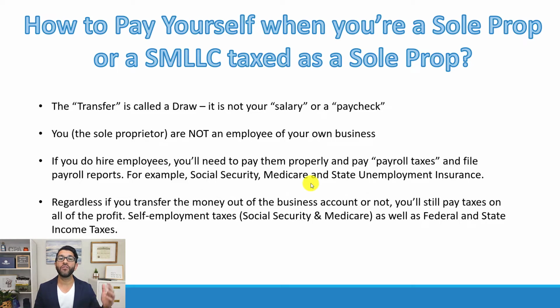That said, if you do hire employees, you'll need to pay them properly, pay payroll taxes, and file payroll reports. So for example, if you had an employee, you're obligated to pay Social Security and Medicare taxes for that employee, and you may have to pay state unemployment insurance for that employee, okay? That's you as the business owner responsible for those items.